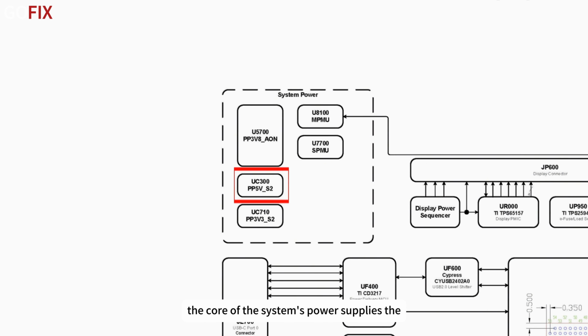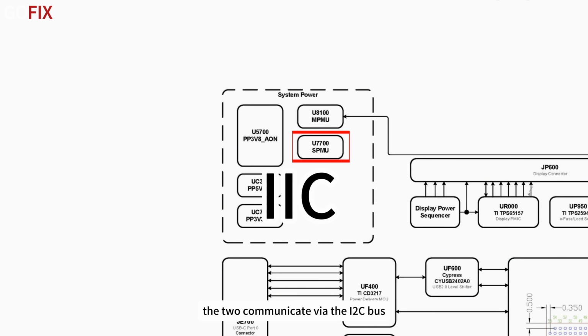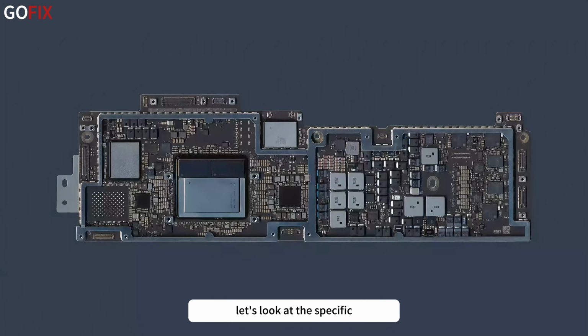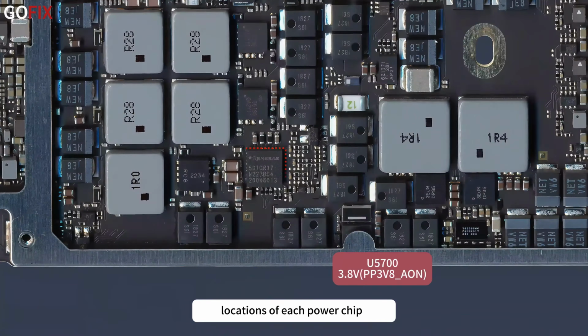The core of the system's power supply is the U8100 power management chip and its collaborating sub-power management chip, U7700. The two communicate via the I2C bus, providing various power supplies to M2 functional modules in strict accordance with the PMIC. Additionally, some chips are powered by 3.3 volts, where UC710 converts the common point voltage into PP3V3S2. Let's look at the specific locations of each power chip.